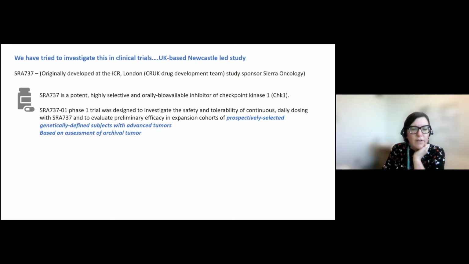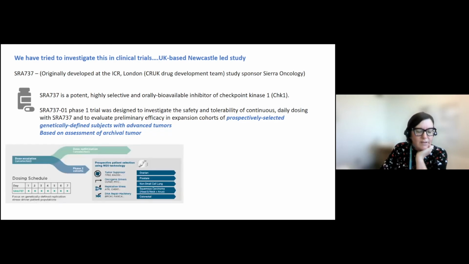So the trial of SRA737 was initially to look at monotherapy and find a dose that was safe and a schedule that was safe. And once that was established, expansion cohorts were undertaken with the idea of prospectively selecting patients who may have genetically defined replicative stress high cancers to assess efficacy of CHEK1 inhibitor monotherapy. And this is basically what we did.